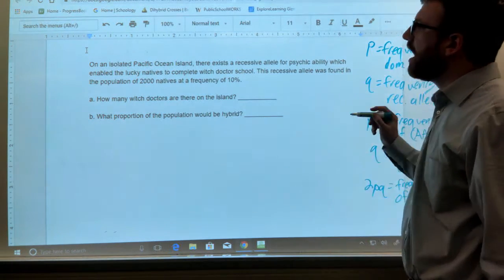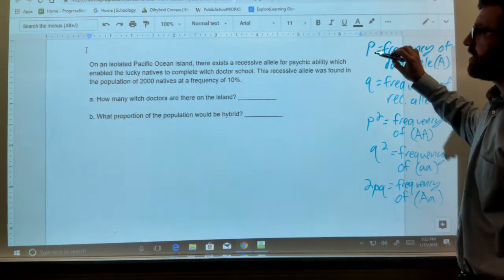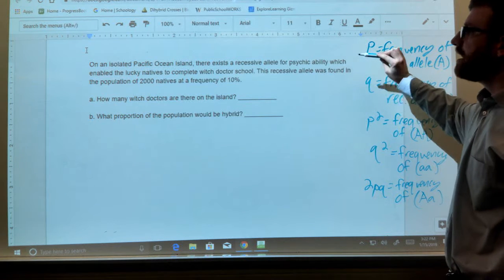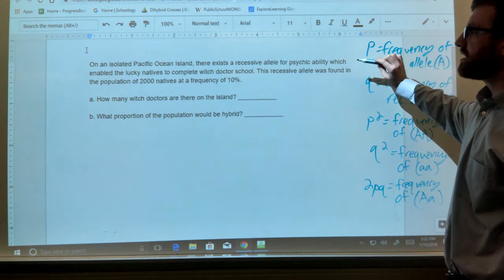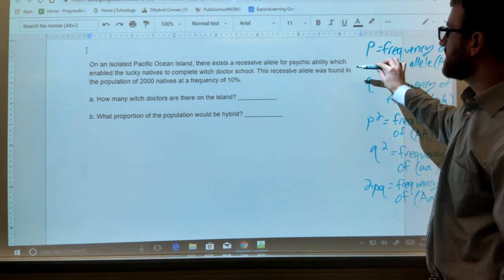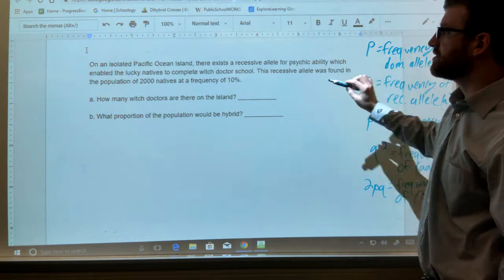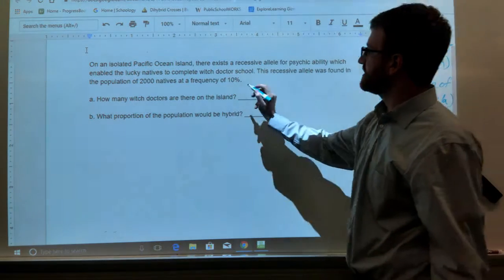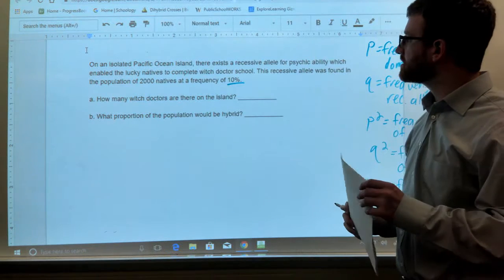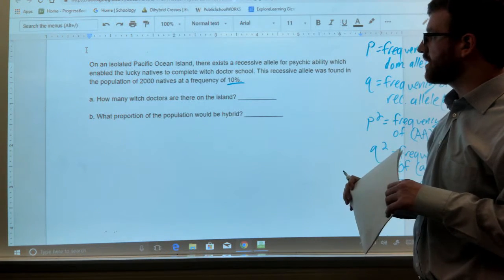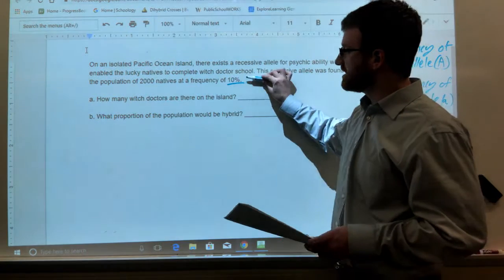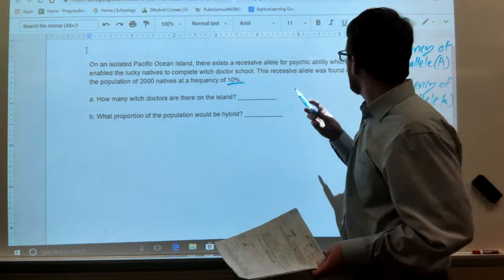It says, on an isolated Pacific Ocean island, there exists a recessive allele for psychic ability. This enabled the lucky natives to complete witch doctor school. This recessive allele was found in the population of 2,000 natives at a frequency of 10%. So the frequency is the most important piece of information we can start with. We're given that frequency. The first thing we need to do is find out what that is.